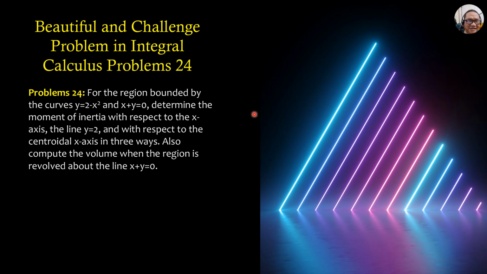Here is another video in beautiful and challenging problems, and this is in integral calculus, problem 24. For the region bounded by the curves y equals 2 minus x squared and x plus y equals 0, determine the moment of inertia with respect to the x-axis, with respect to the line y equals 2, and with respect to the centroidal x-axis.